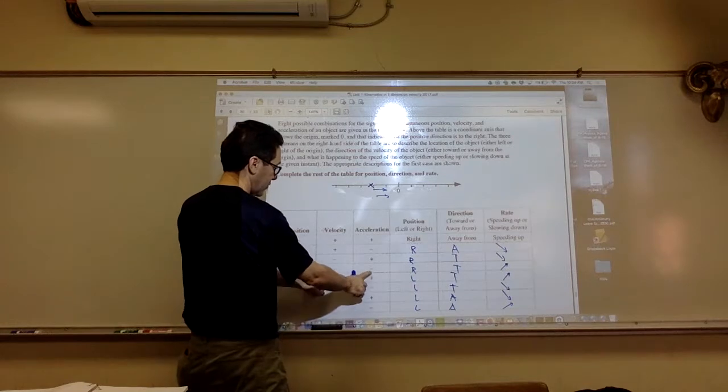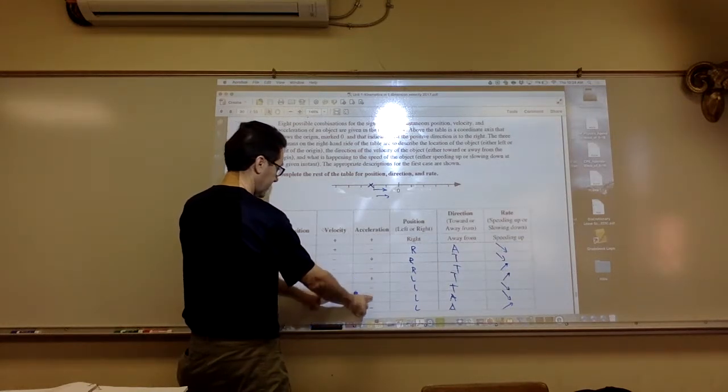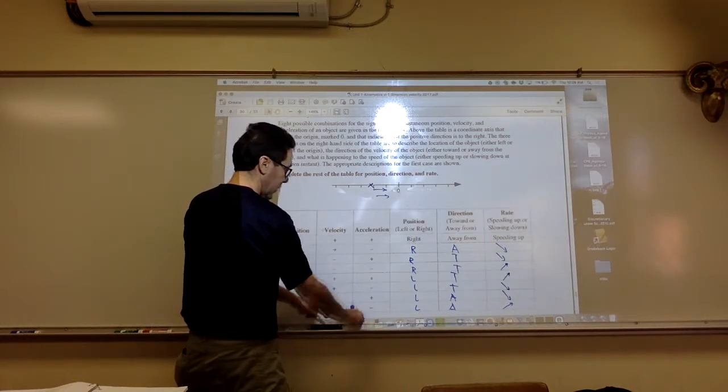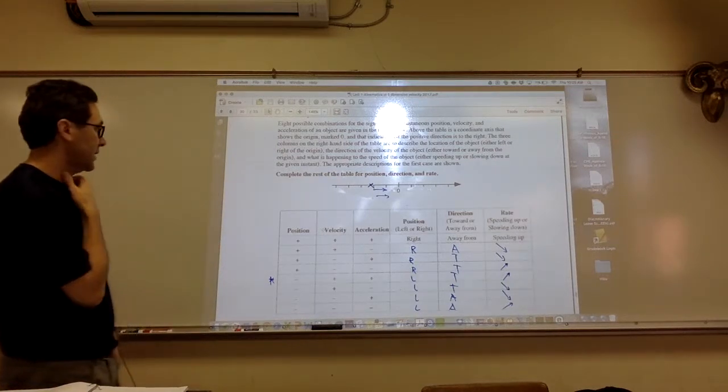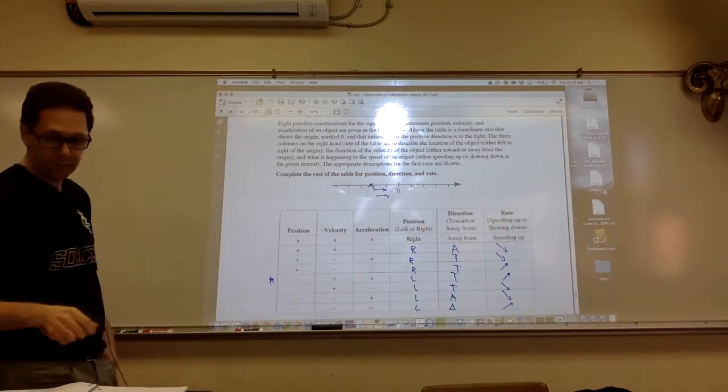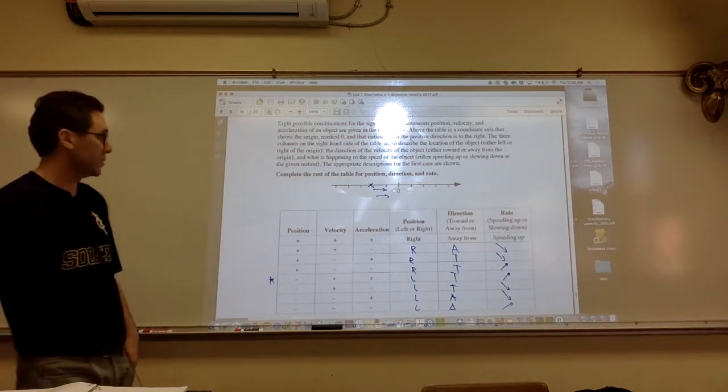It should end up giving you a positive, which means you're speeding up. Positive and negative means you're slowing down, and speeding up at the end. So you can just multiply the signs of velocity and acceleration to figure out whether you're speeding up or slowing down.